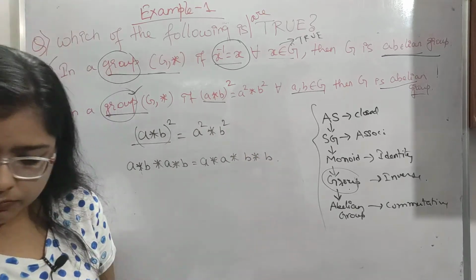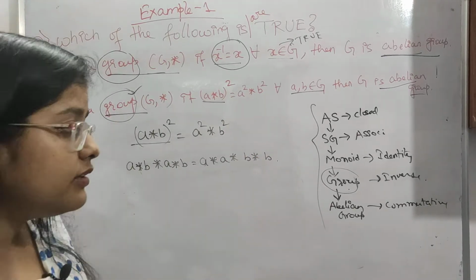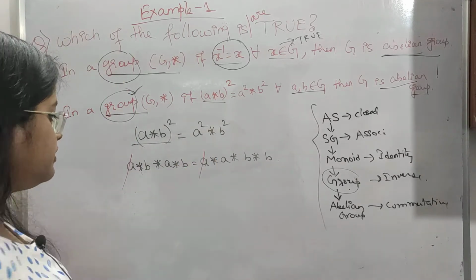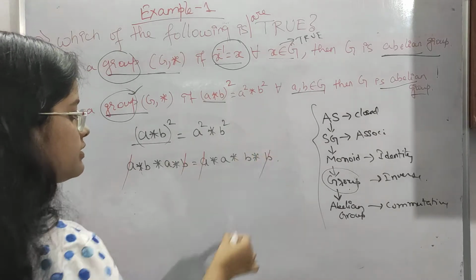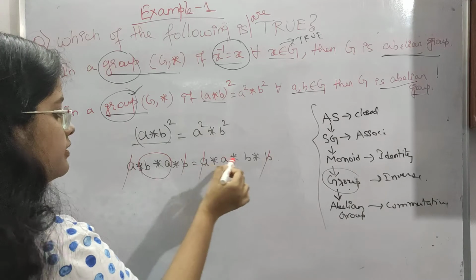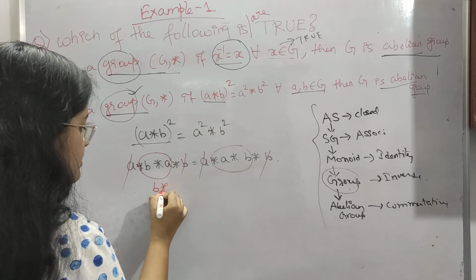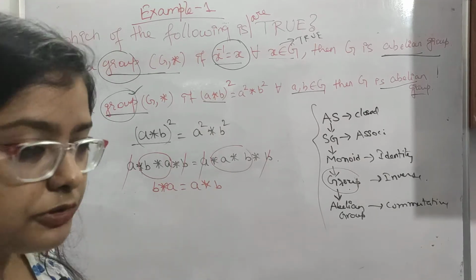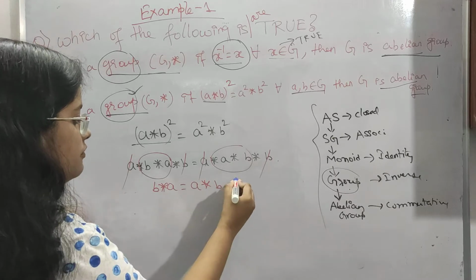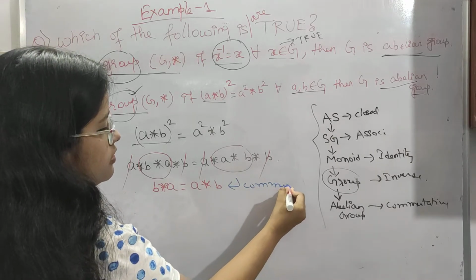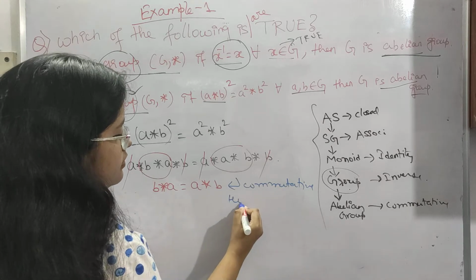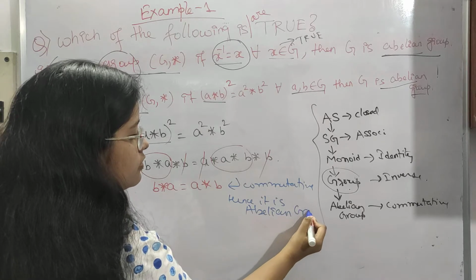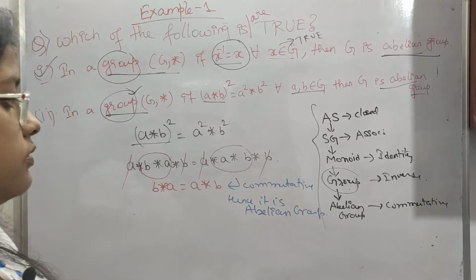Okay, so now if you remember, in groups we have already seen the properties of group, that cancellation laws hold. So we can cancel it out. From left side this A cancels out, from right side this B cancels out. So now only this part is left. So this is B star A equals A star B. So again you can see this is basically commutative, and hence it is Abelian group.